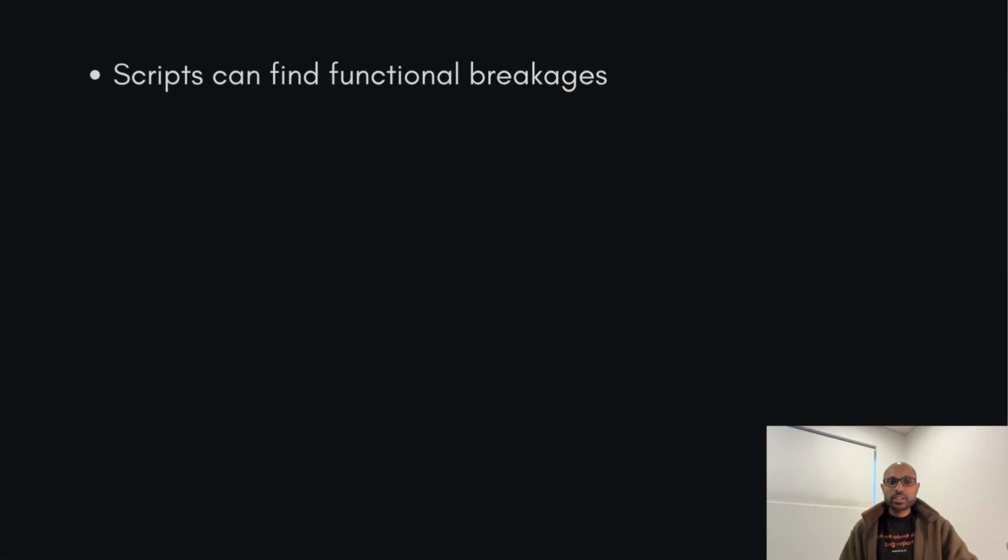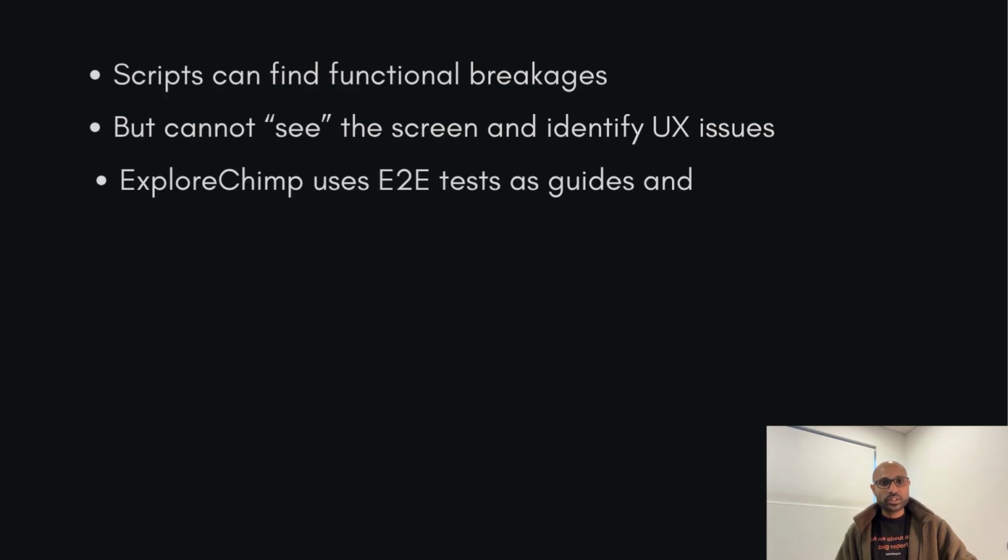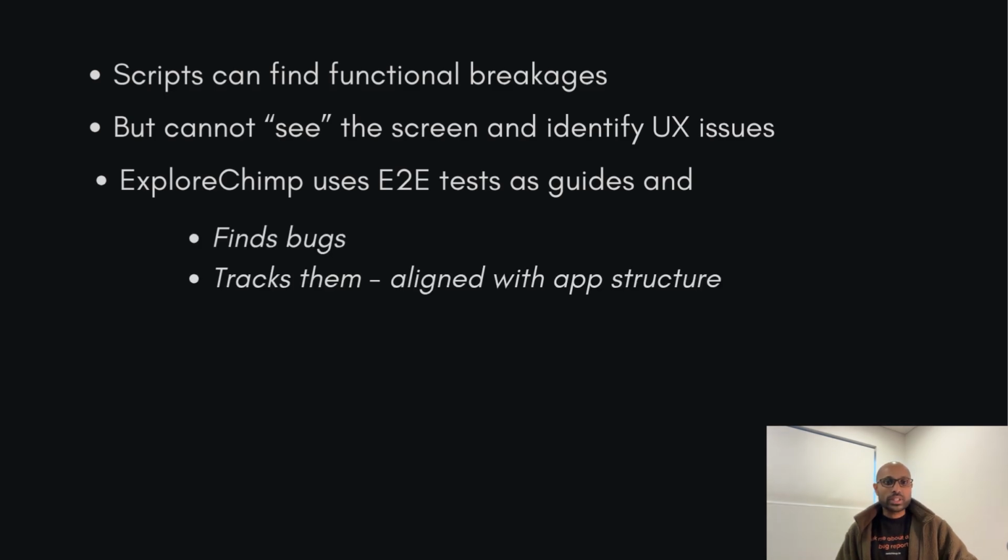So to recap, automation scripts are great for ensuring the functionality of your app is intact, but they cannot see the screen and identify various non-functional bugs that are still crucial for the quality of your app. ExploreChimp walks through your app, guided by your tests, to identify such bugs and report them, aligned with the app structure, so that you can keep track of and address those non-functional issues, making sure that the shipped product is polished and production ready.